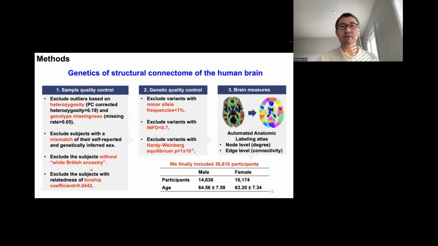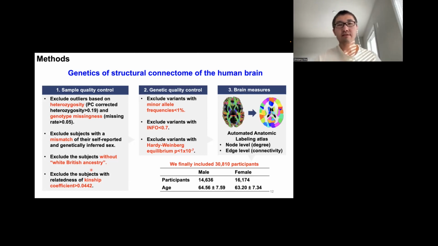And then we did sample and genetic quality control for the follow-up genetic analysis. For the sample quality control, we excluded outliers based on heterozygosity and genotype missingness, and then we also excluded some subjects with mismatch of self-reported and genetically inferred sex. And we only included the subjects with white British ancestry, just trying to improve the genetic homogeneity. And in this study, we also excluded the subjects with relatedness of kinship coefficients higher than 0.04, just wanted to exclude these subjects with relatedness.